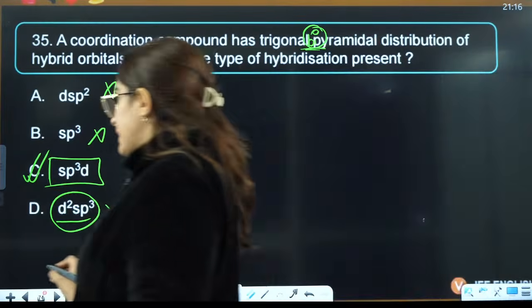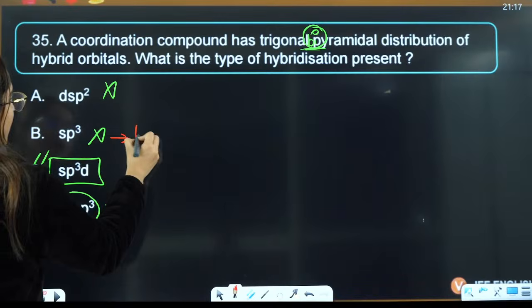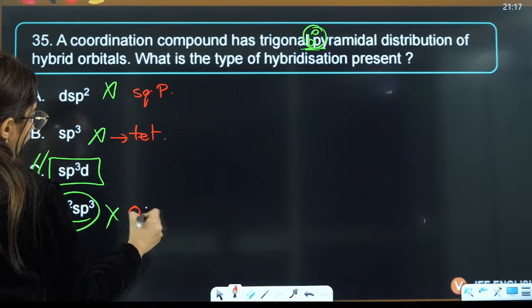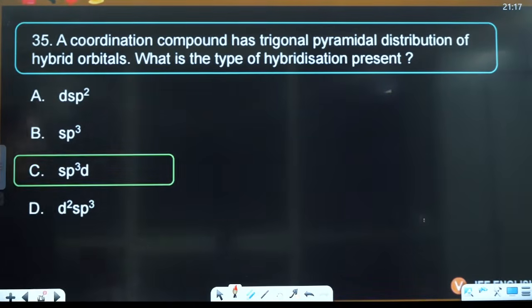Right? This is tetrahedral, this is square planar, this is octahedral. This much you should know.